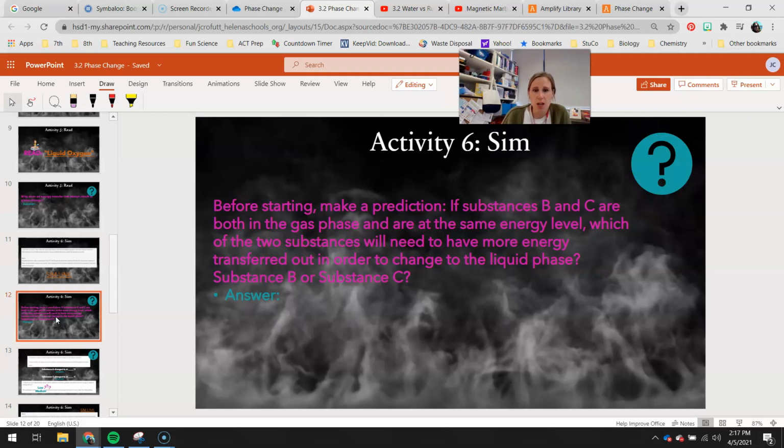Okay, so before you guys go on to test this, I want you to make a prediction. If substances B and C are both in gas phase and are at the same energy level, or the same temperature, which of the two substances will need to have more energy transferred out in order to change to the liquid phase? Substance B or substance C? So again, you're transferring energy out. You're going to try to cool them down and turn those gases into liquids.